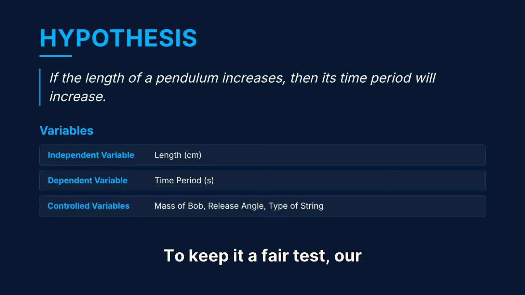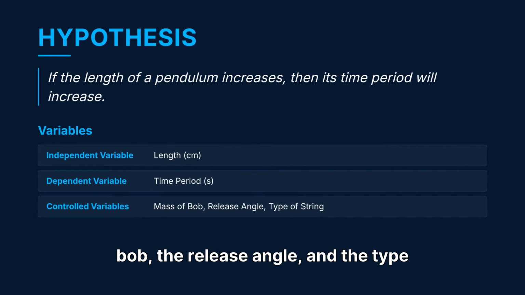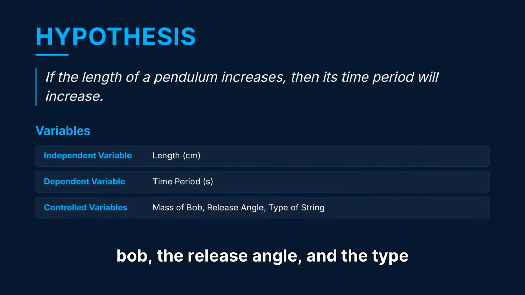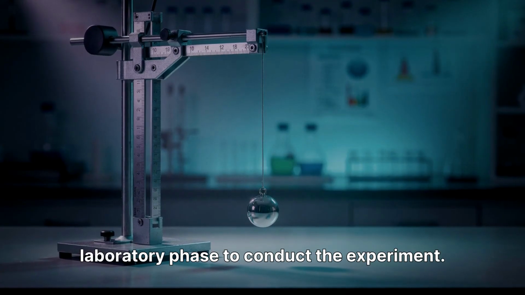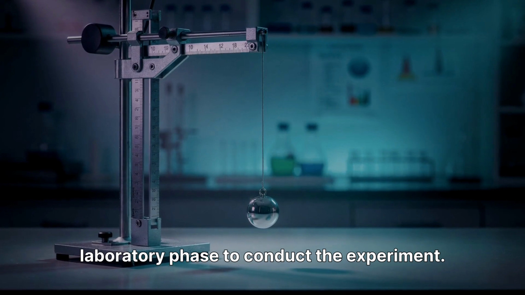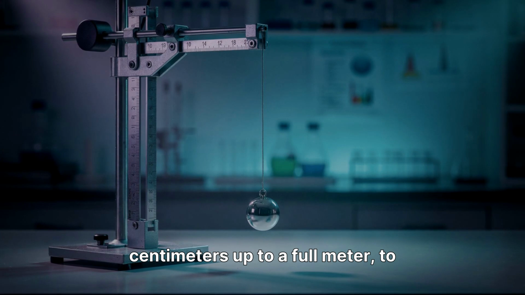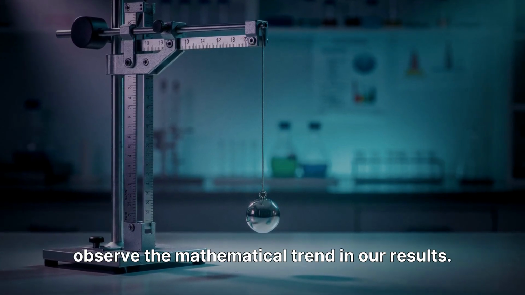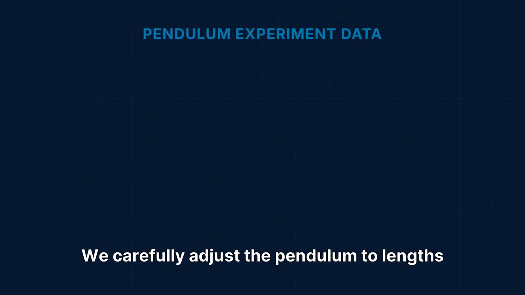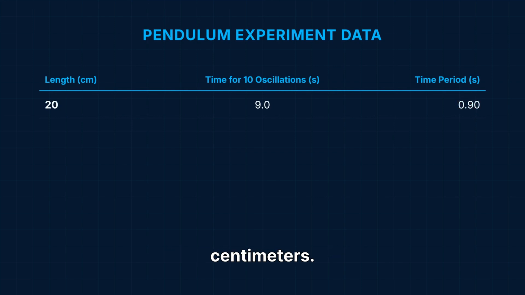To keep it a fair test, our control variables include the mass of the bob, the release angle, and the type of string. In step 4, we move into the laboratory phase to conduct the experiment. We'll test 5 specific lengths from 20 centimeters up to a full meter to observe the mathematical trend in our results. We carefully adjust the pendulum to lengths of 20, 40, 60, 80, and 100 centimeters.